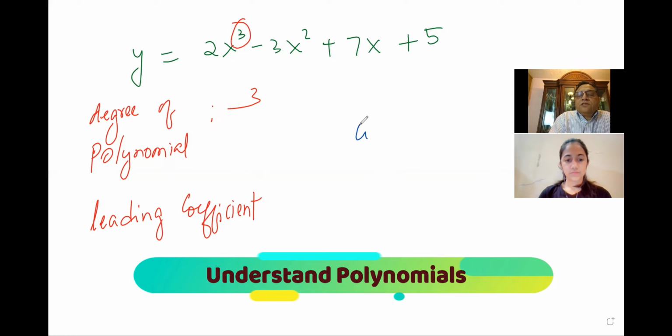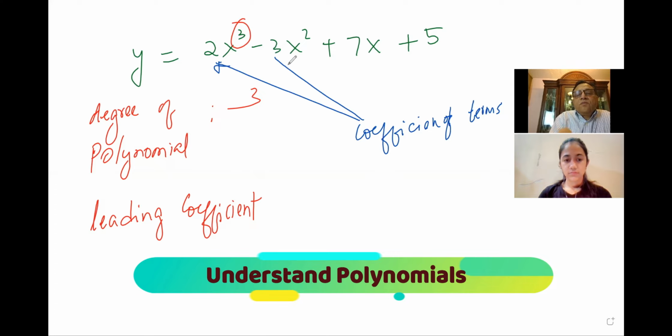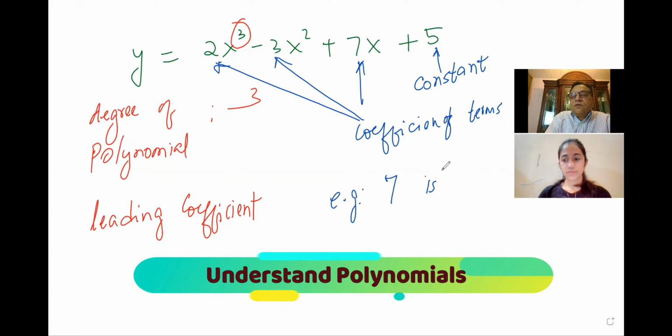Let's say the coefficient of each term. So these numbers are the coefficients of each term. Do you see? This is a constant. This number is a constant. Do you understand? This is how we identify each term in a polynomial. We can address them. So what is 7? For example, 7 is the coefficient of x. What is the coefficient of x squared?